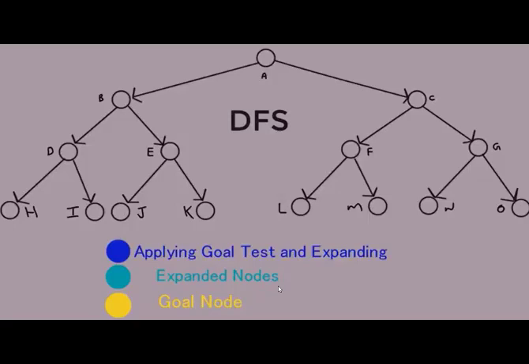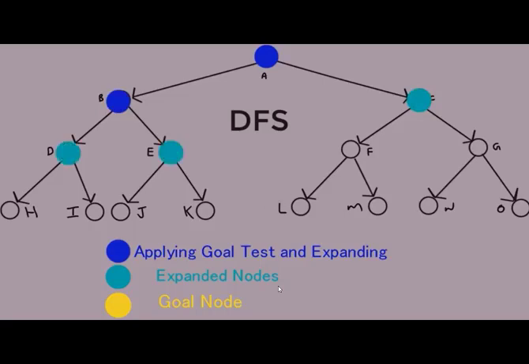First we start with the root node A. It expands the root node, and it gets two nodes, B and C. Now let us see what happens after this. The goal test is applied at B, and it is checked whether it is a goal or not. If we are not getting the goal, then B is expanded.